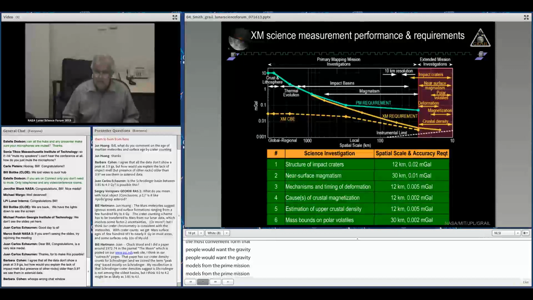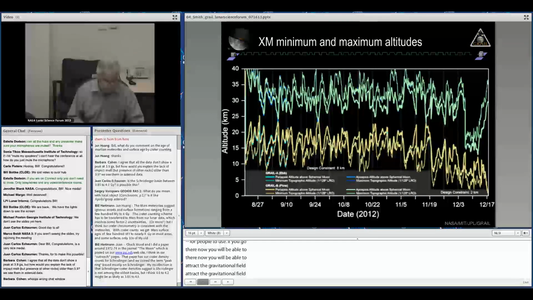And I think if you go there now, you will be able to extract the gravitational field models that we have developed so far. That's only about halfway through the process. The tough work is coming on the extended mission, which we're in the middle of right now. Okay, the next chart just shows that variation in altitude during the extended mission.